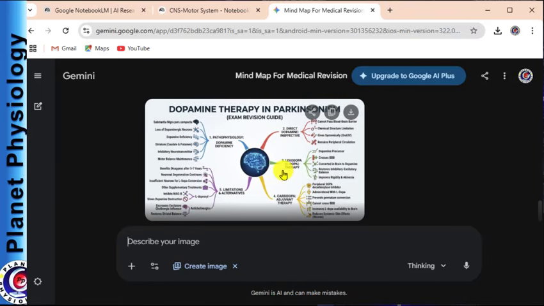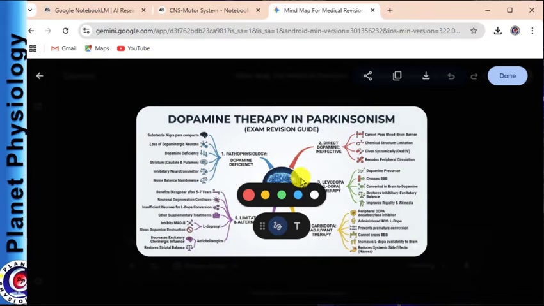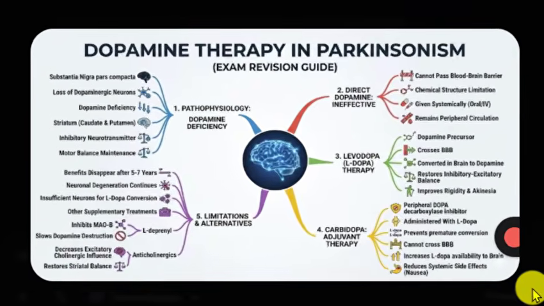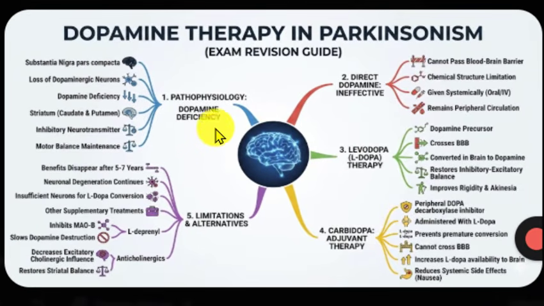And here is the output. It has given the title clearly, dopamine therapy in Parkinsonism, and it has given the numbers also, like first pathophysiology of Parkinson's, second part is dopamine, why it is ineffective, which is the main part of your answer. Then what should be used, like levodopa, then others like carbidopa, and the limitations. So nicely it has organized. Quite useful for last minute exam revision, you can cover all the points.